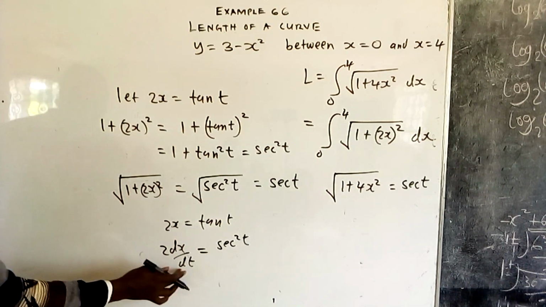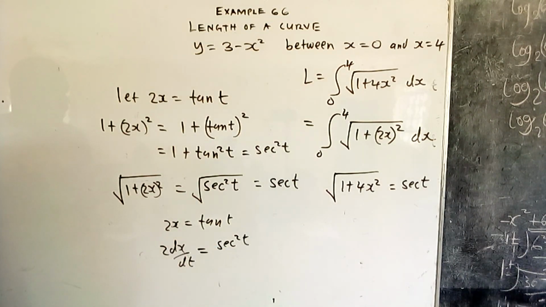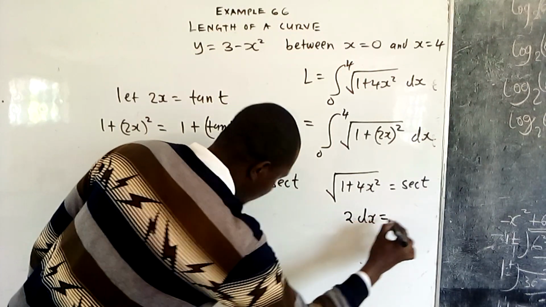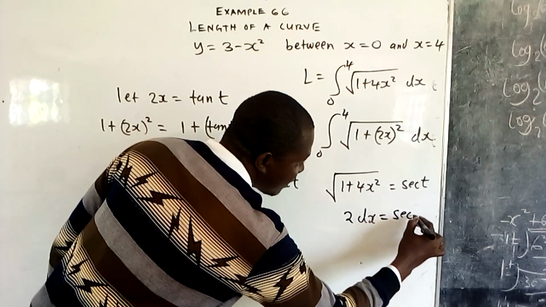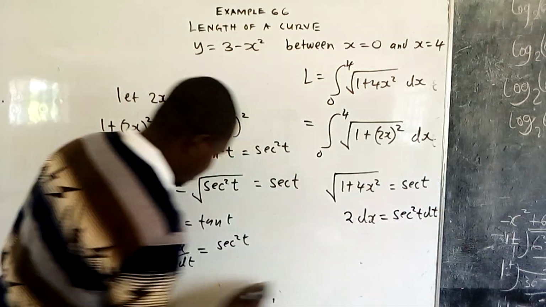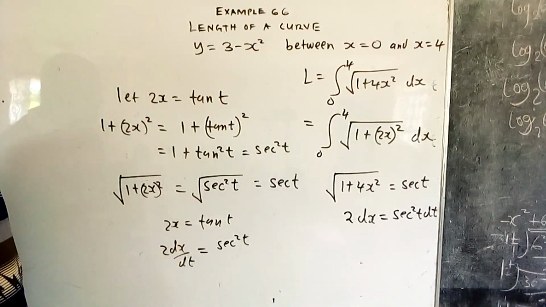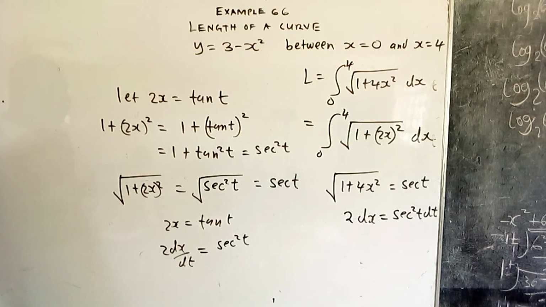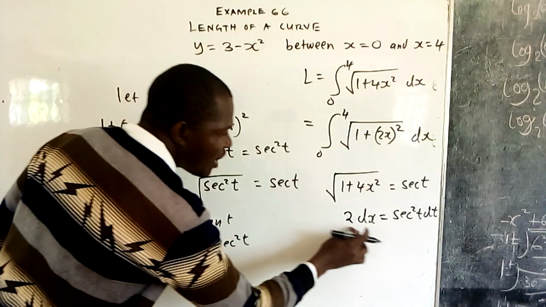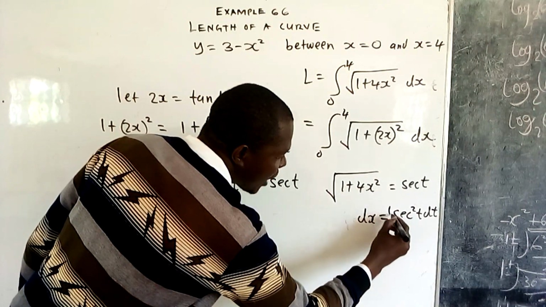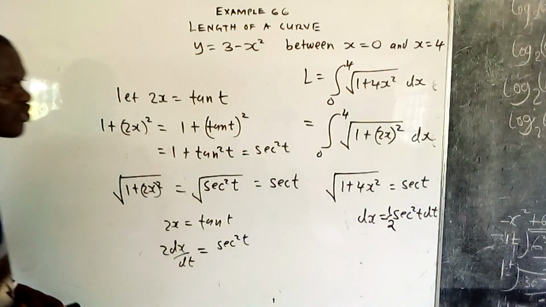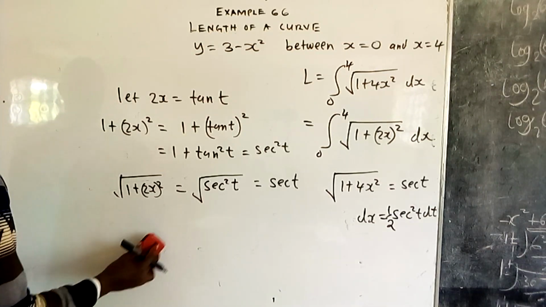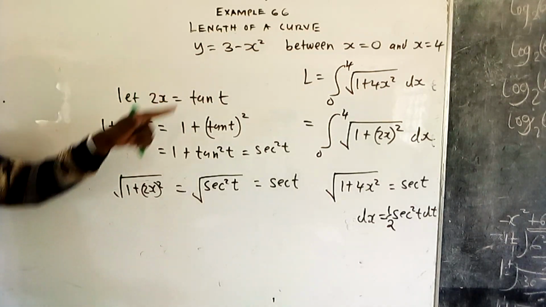Yeah. So if you take dt the other side of the equation, what do you have? You have that 2dx is equal to sec squared t dt. If you take dt the other side, isn't it? 2dx is sec squared t dt. So you can see for you to remain with dx, you divide both sides by 2, you get dx is a half sec squared t dt. You are done. Now we want to use that to integrate.